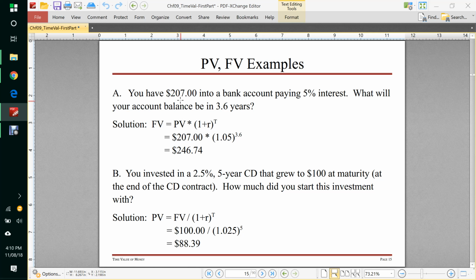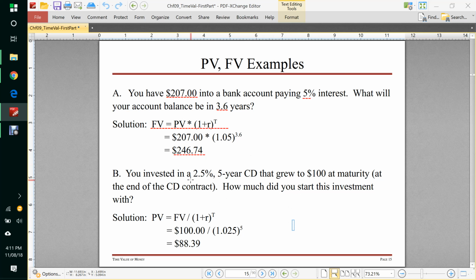So first up, let's say you have $207 in a bank account paying 5% interest. What will your account balance be in 3.6 years? Well, we're just going to apply the fundamental time value formula and we're going to plug in. We know our PV, we're starting out with $207. We know our R here is 5%, and we know the time of the project we're thinking about is 3.6 years. So we plug those three things in, and we wind up with $246.74.